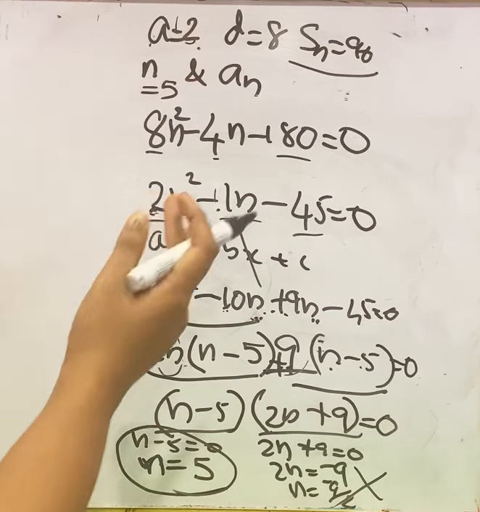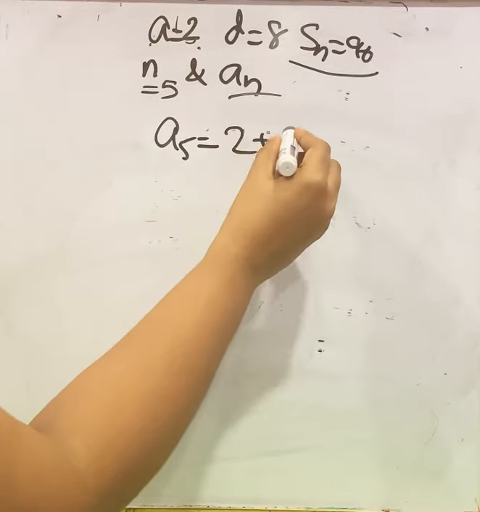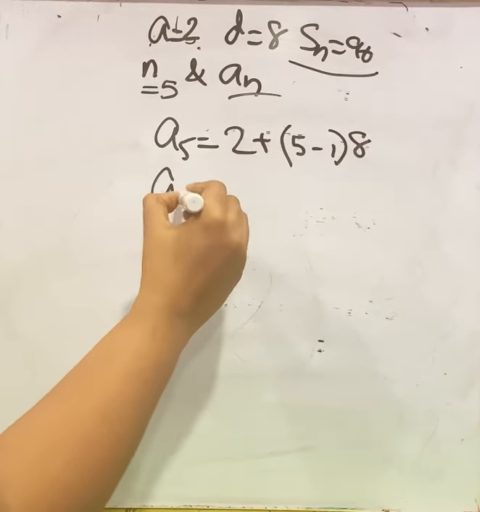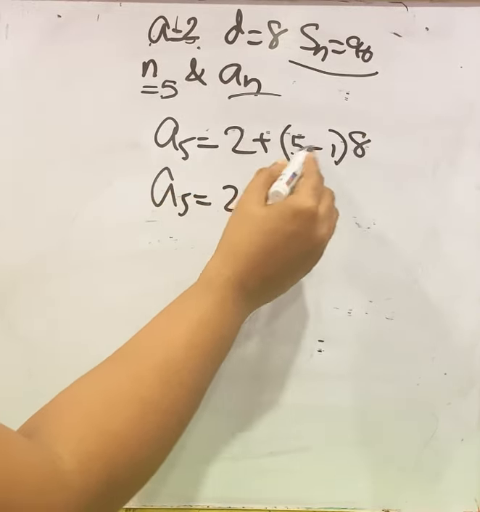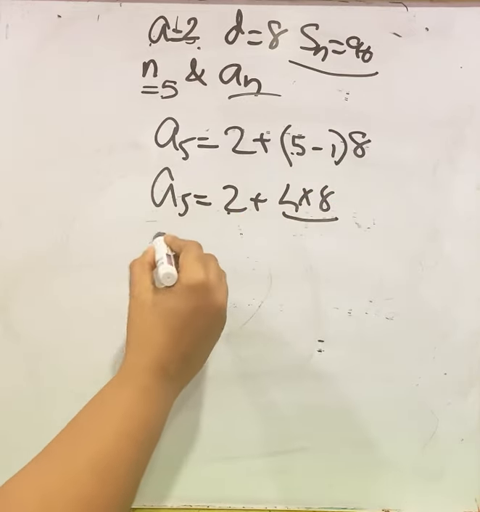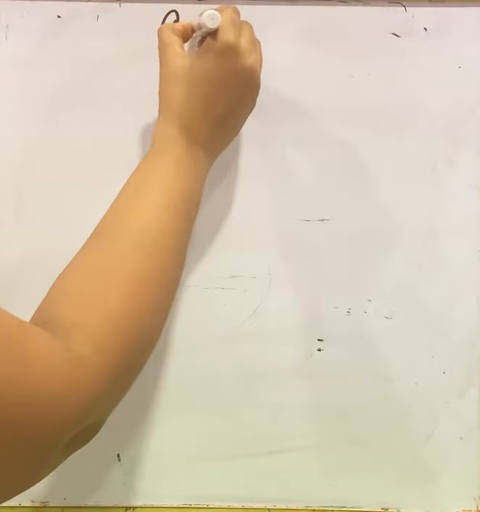Now next we have to find a(n). a5 equal to a plus n is here 5. 5 minus 1 into d is 8. a5 equal to 2 plus 4 into 8. 4 8s are 32 plus 2, 34. a5 is 34. Next question. A equal to 8.